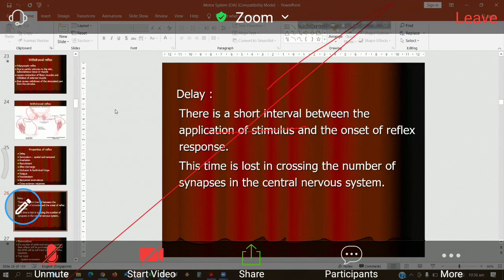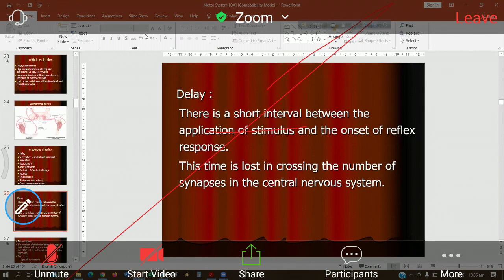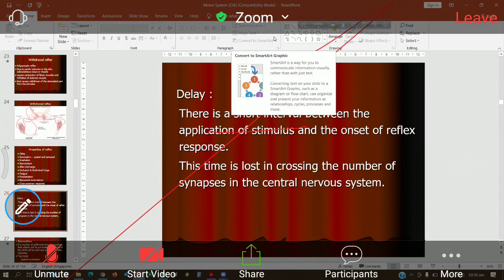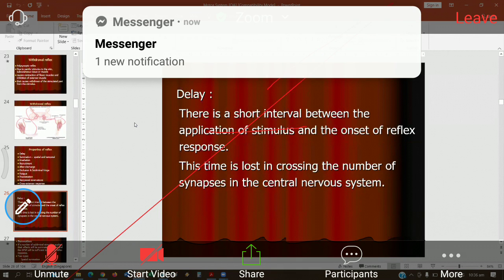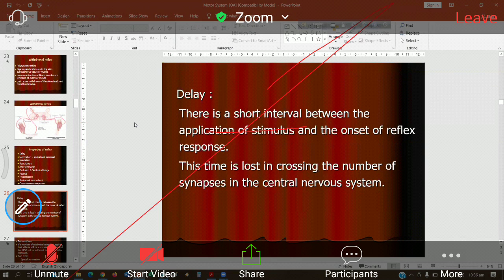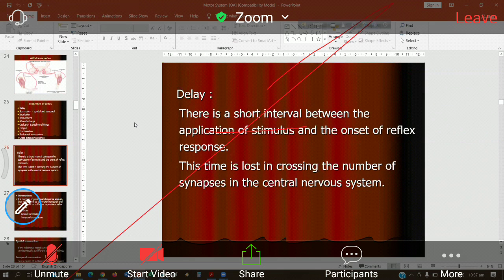Delay in reflex is the short interval between the stimulus and the reflex response. This delay in most cases occurs due to the time taken for the signals to travel from the receptor to the center and from the center to the effector organ. Number two, it also depends upon the time taken for the neurotransmitters to be secreted and cross the synaptic spaces, and finally bind with the receptors in the postsynaptic membrane. So this is a delay in reflex. It is somewhat similar to synaptic delay.